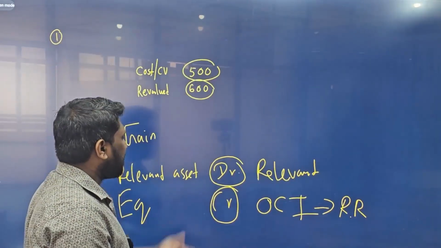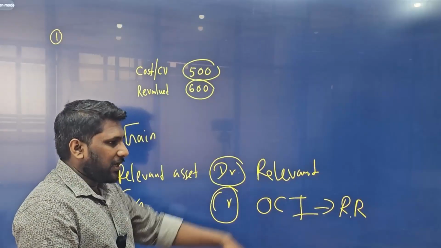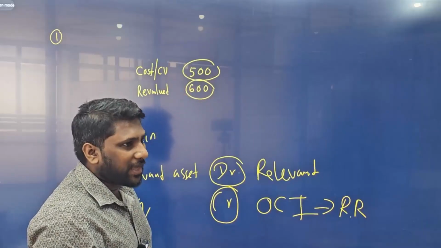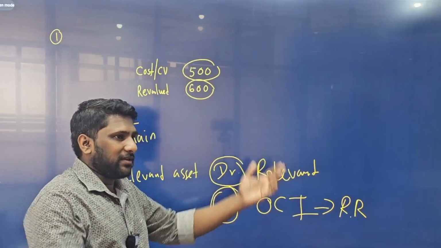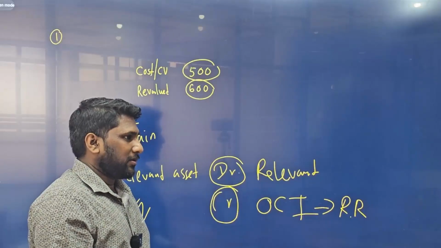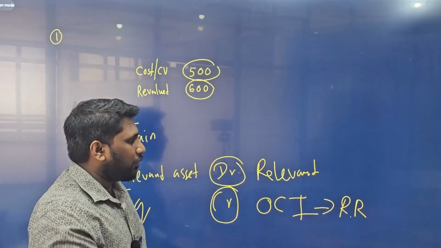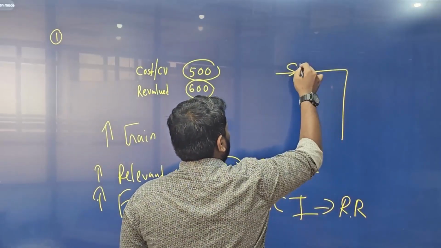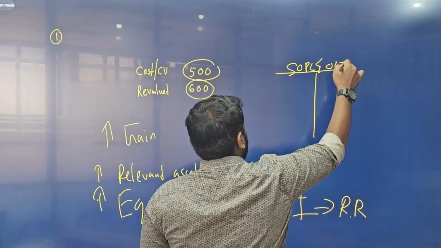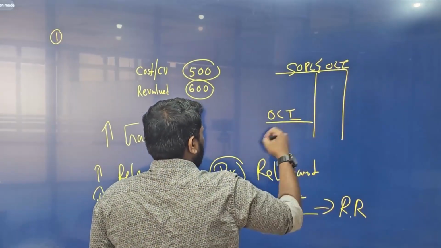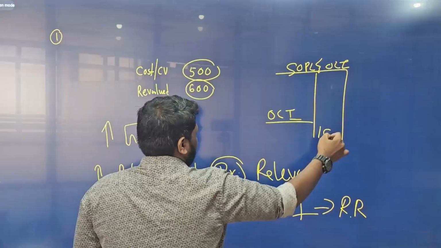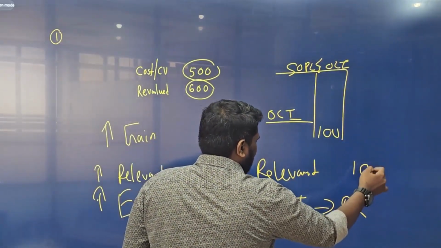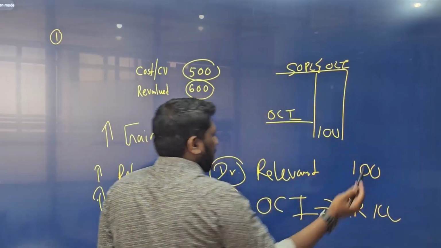Very simple. This is an increase. Pause the video and see whether you got it properly. Increase in the value of the asset. The value of the asset is increasing, and on the other side, equity is increasing. So how to increase the equity? You have to put it to the OCI. In your statement of profit or loss and other comprehensive income, you have the OCI portion. Under the OCI portion only, you have to put this extra 100. So the relevant asset is increasing, debit 100. OCI credit 100. That's how you have to record.